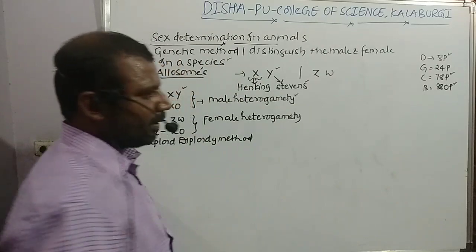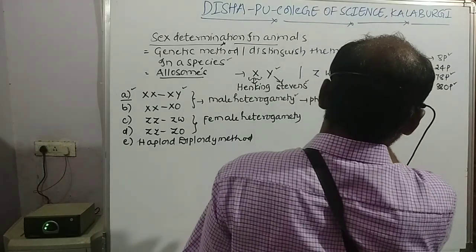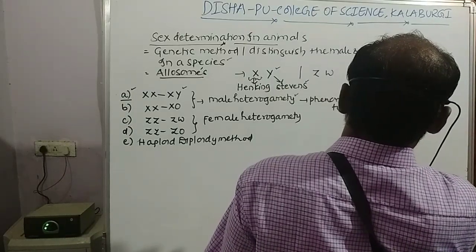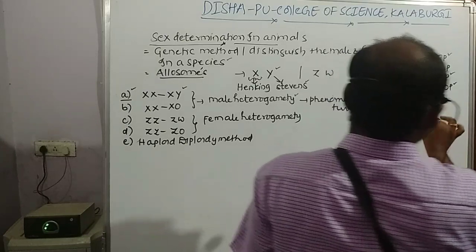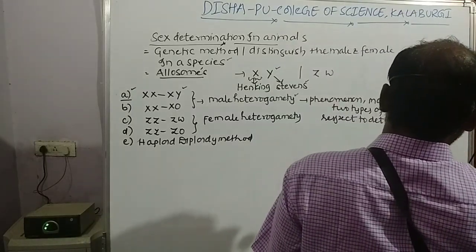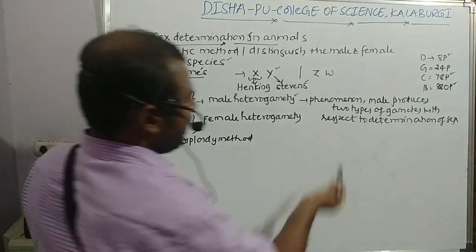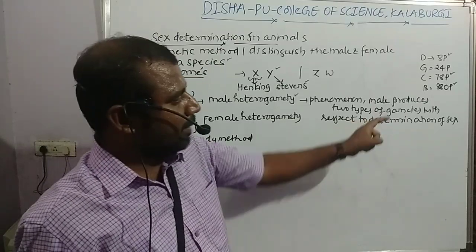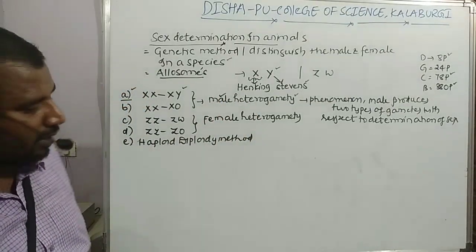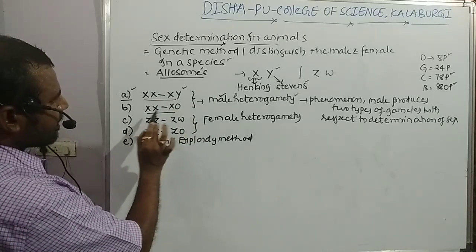Now, what is male heterogametic? In this phenomenon, the male produces two types of gametes with respect to determination of sex. So once again I repeat the definition, students. It is a phenomenon in which the male produces two types of gametes with respect to the determination of sex. It is called a male heterogametic condition. And in the male heterogametic condition, two genetic methods fall: XX-XY type and XX-XO type.